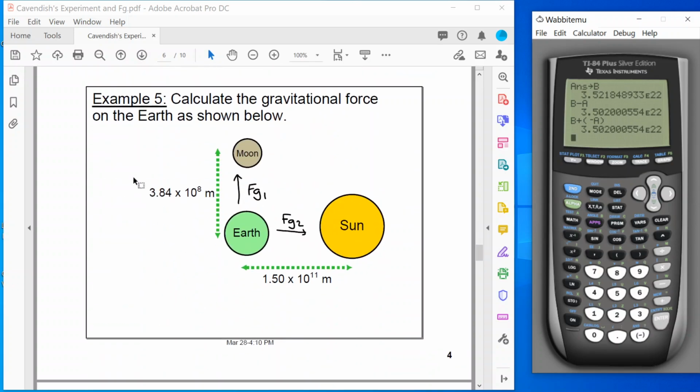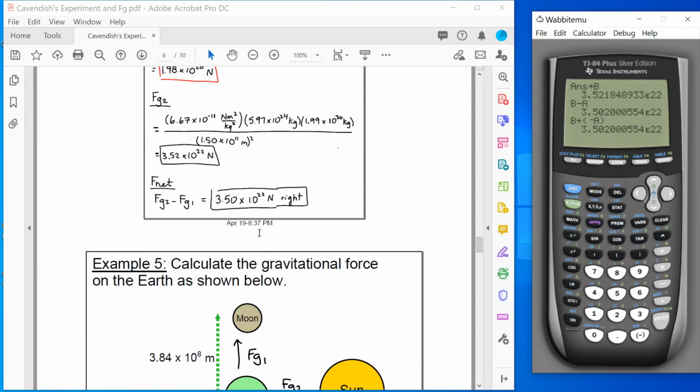Okay, example number 5. Again, we're going to calculate the gravitational force on the Earth. However, look at how things are lined up now. The moon is up here, sun is down here, and we've got kind of this L shape. So now Fg1 is pointing up because the Earth is going to be pulled towards the moon, and Fg2 is still to the right because the Earth is being pulled towards the sun. But if I want to find the net force, I need to combine Fg1 and Fg2.